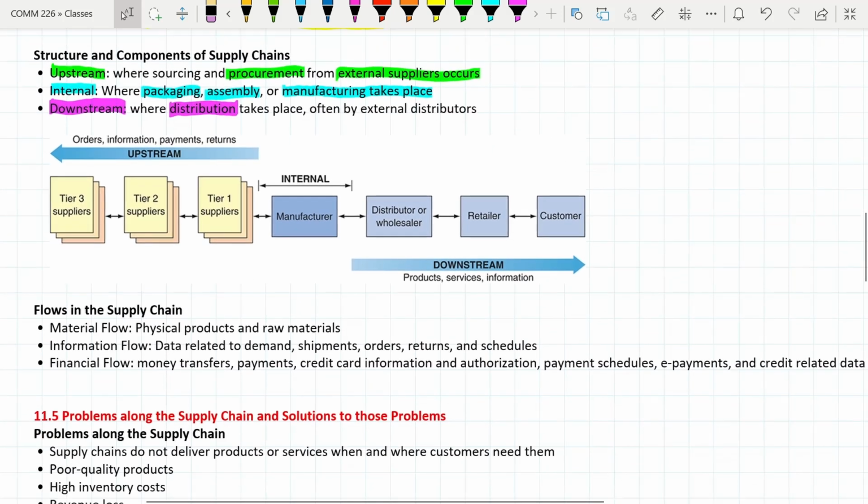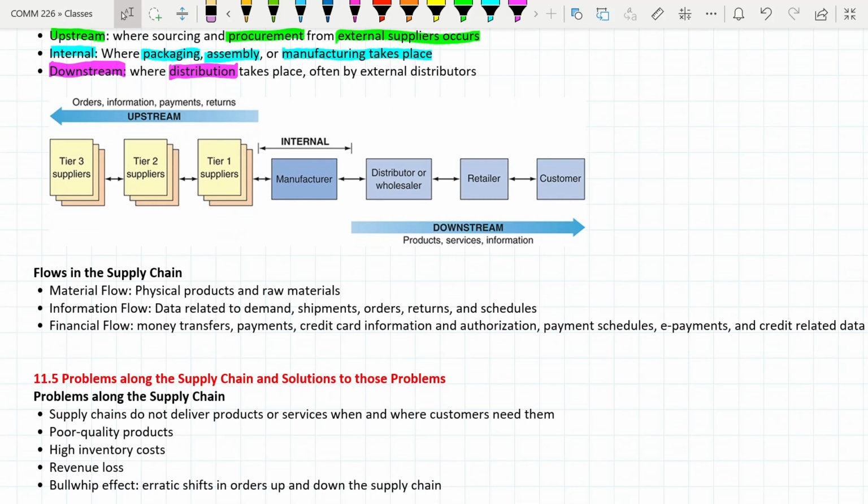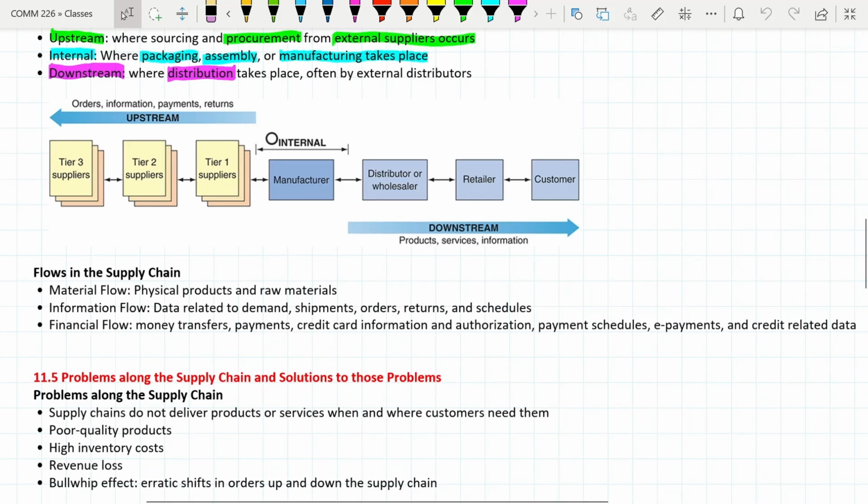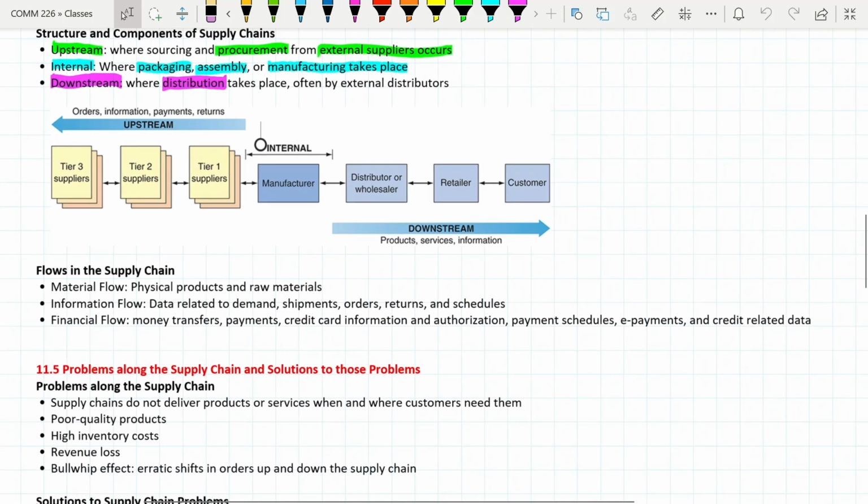So here are the flows in the supply chain. You have material flow, which is the physical products or raw materials. Information flow is data related to demand, shipments, orders, returns, and schedules. Financial flow is money transfers, payments, credit card information and authorization, payment schedules, e-payments, and credit-related data.